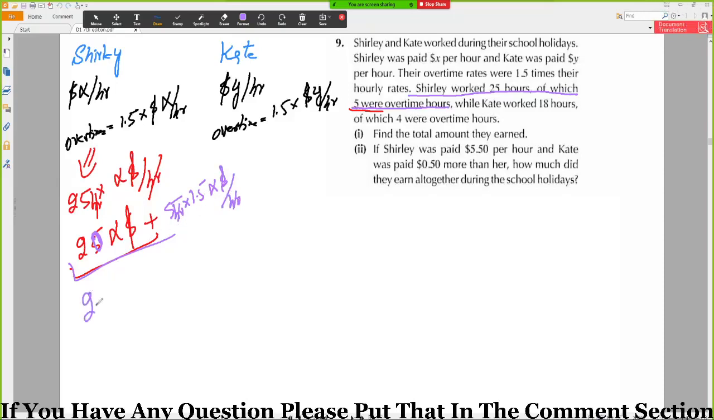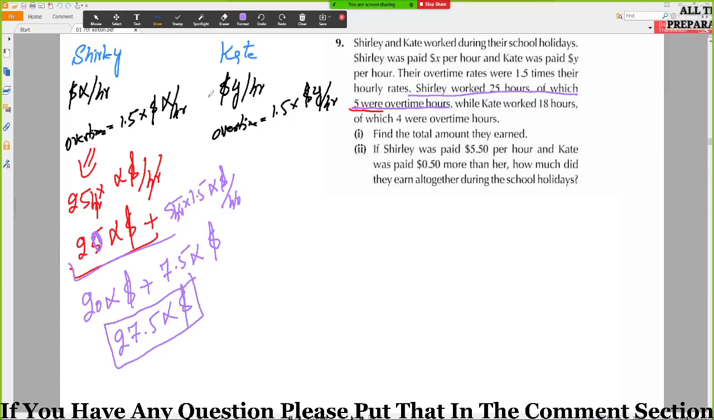So this will be 20x plus 5 times 1.5, so that comes to 7.5 US dollar. Okay, so you will get 27.5 US dollar. This is the amount Shirley earned.